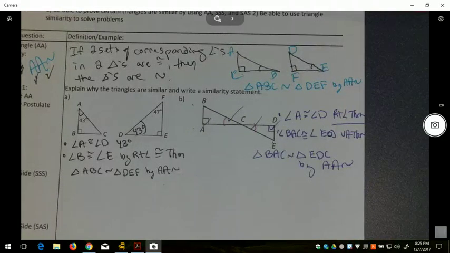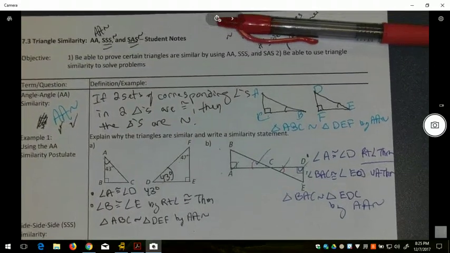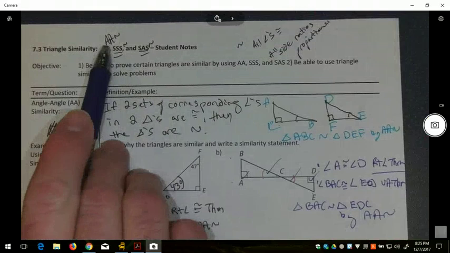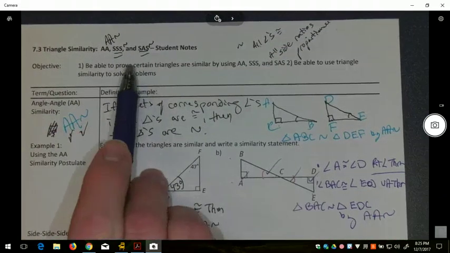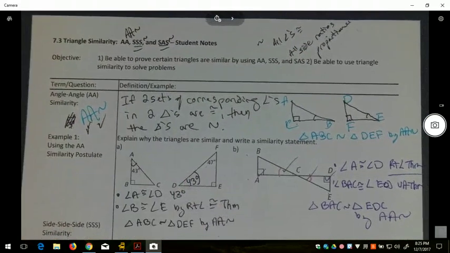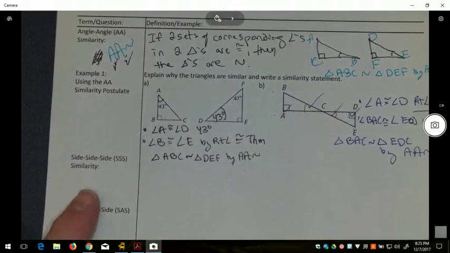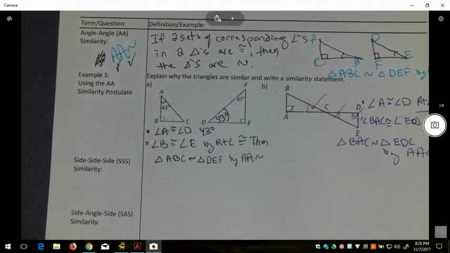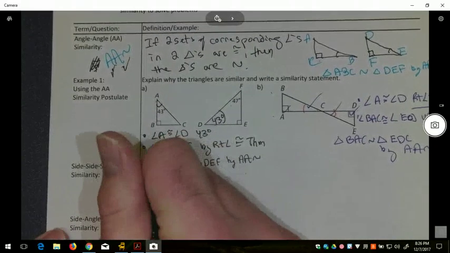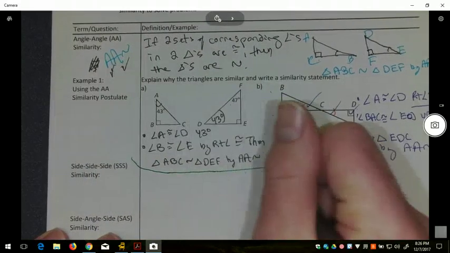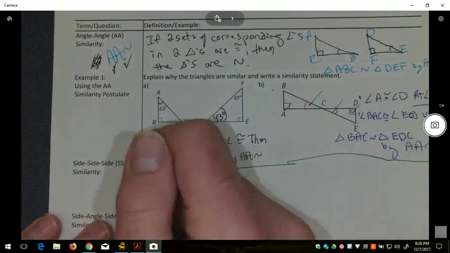Even when we do some application problems, as you'll see in a minute, we may have to justify some things using one of the three shortcuts to saying triangles are similar. Angle-angle similarity, which we just used, side-side-side similarity, which is up next, and then side-angle-side similarity. Side-side-side similarity says that if the three sides are proportional, it will lock the angles to be congruent, or at least that's what Euclid was able to show through a proof.